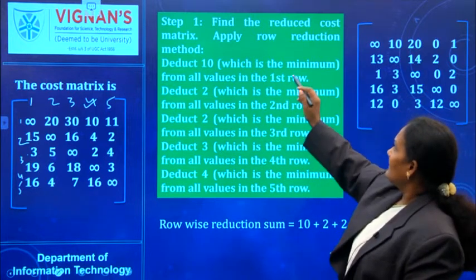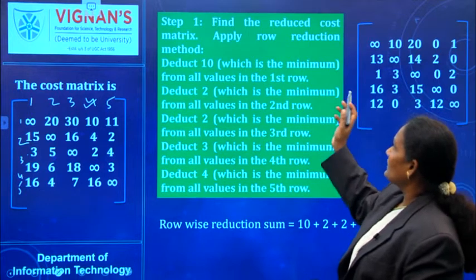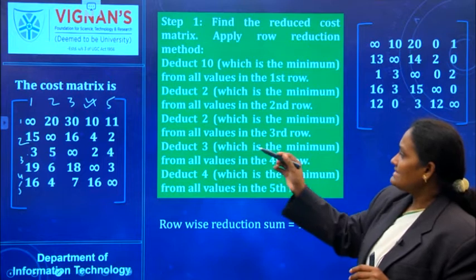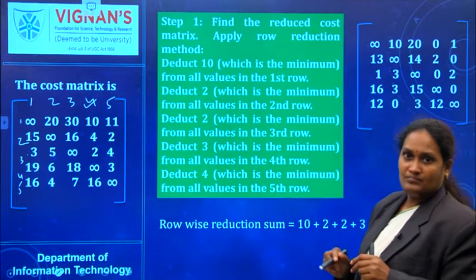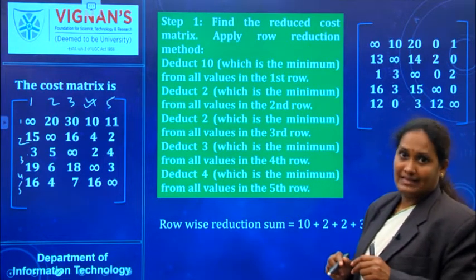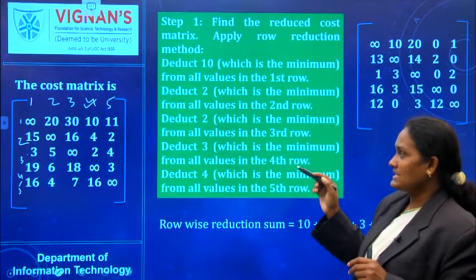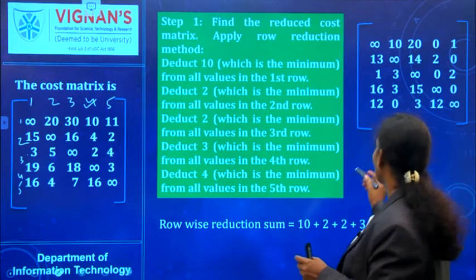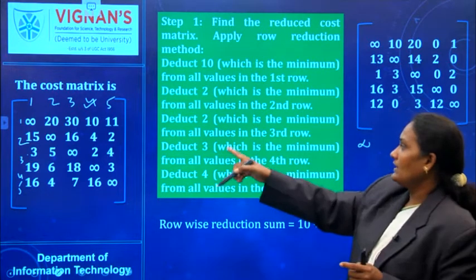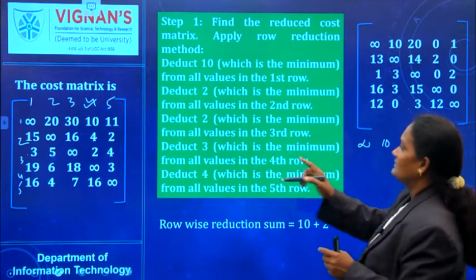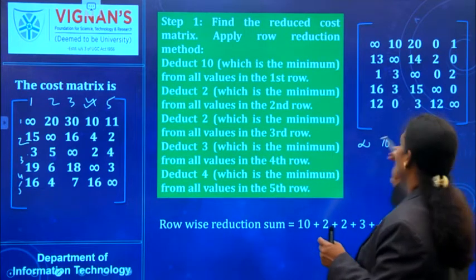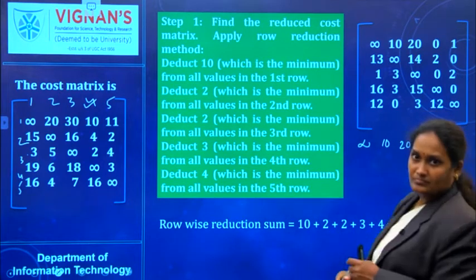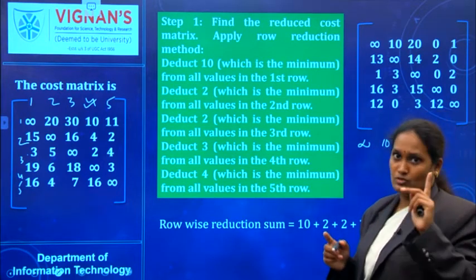Step 1. Find the reduced cost matrix. Apply the row reduction method. What is the minimum element in the first row? In the first row, the minimum element is 10. We need to subtract 10 from all entries of that row. That is what we get: infinite, 20 minus 10 is 10, 30 minus 10 is 20, 10 minus 10 is 0, 11 minus 10 is 1. We reduced the first row.